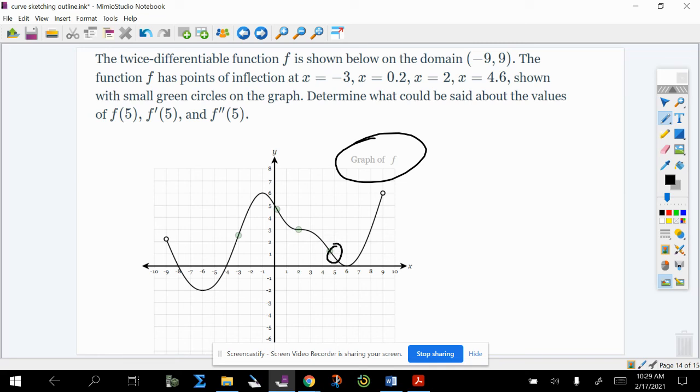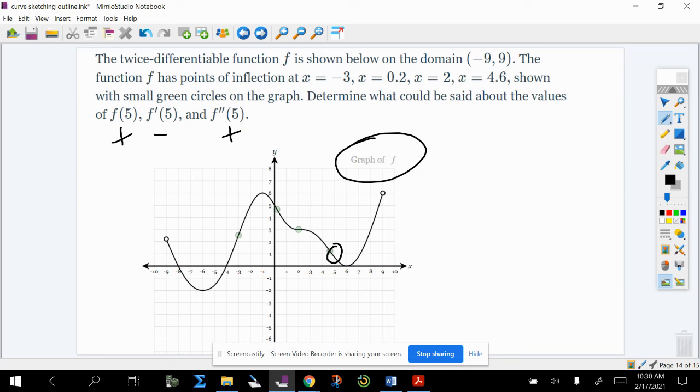I know that my original function is positive. Looks like it's not very positive, it's a little less than 1. I know that my derivative, because it is decreasing, must be negative. And because of its concavity, they put these little green dots to show when concavity changes, its concavity is upwards, so my second derivative must be positive.